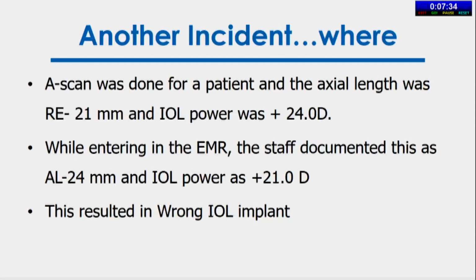So these are introduced into the systems. Now, here is another incident where an A scan was done for a patient. The actual length was 21 mm and the IOL power was plus 24. But while entering into the EMR, it was reversed, and the staff documented this as 24 mm, and the IOL implanted was plus 21. This resulted in a wrong IOL implant and a residual refraction.